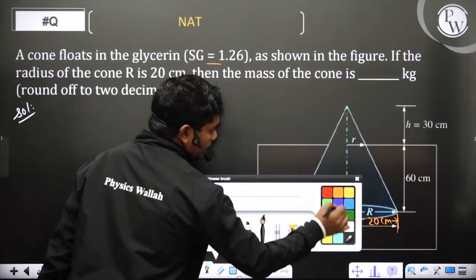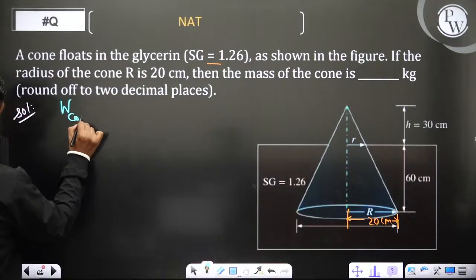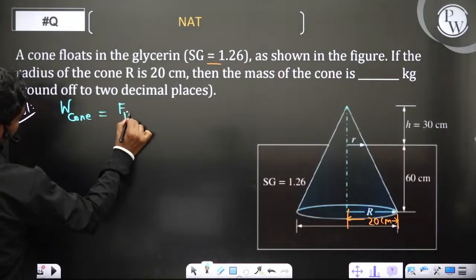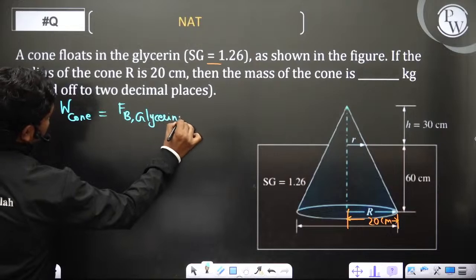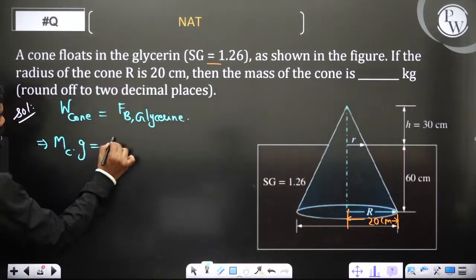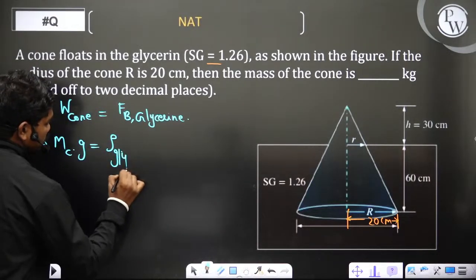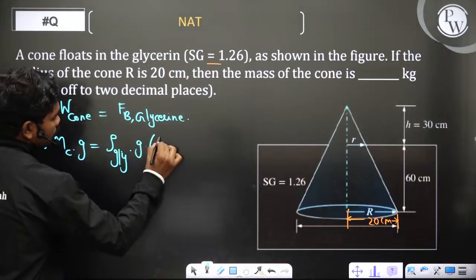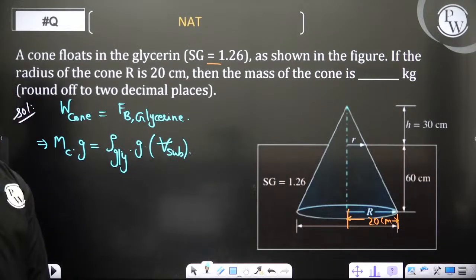Obviously, the mass of the cone or weight of the cone should be balanced with buoyancy. Weight of the cone should be balanced with buoyancy due to glycerin. So this can be written as mass of the cone into gravity is equal to density of glycerin into g into volume submerged. Now, how do you calculate this volume submerged? That's the main important thing.